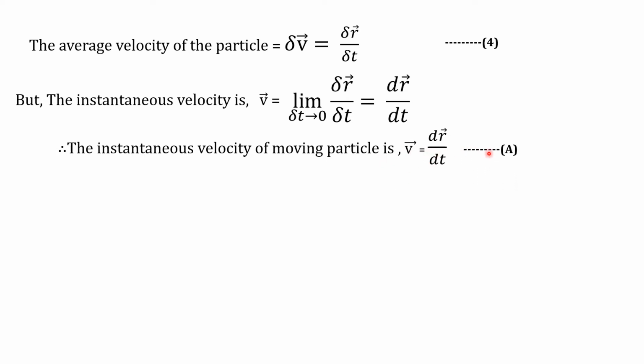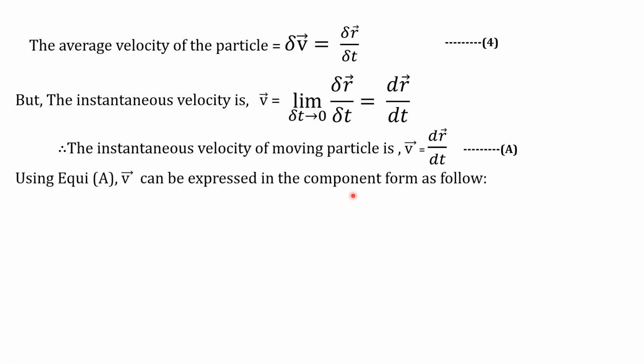That is the equation A. We use this equation A to find its components. As the equation A is, we write it as it is: vector v equals vector dr by dt, but dr by dt equals the limit as delta t tends to 0 of delta r by delta t, where vector r is ix plus jy plus kz.